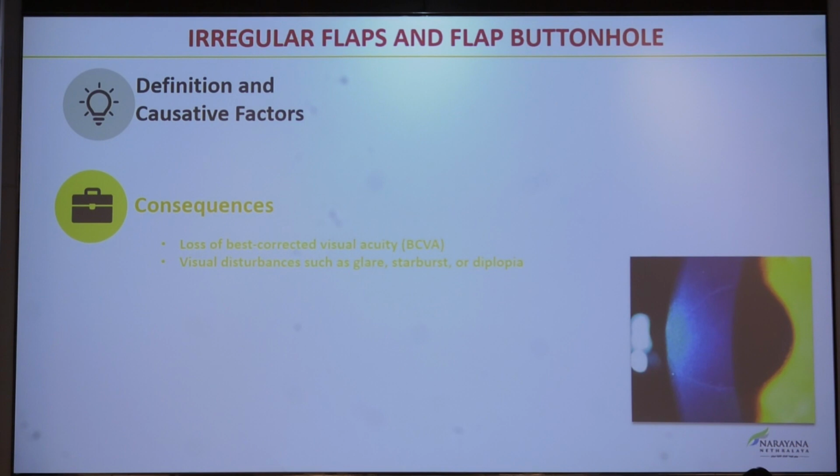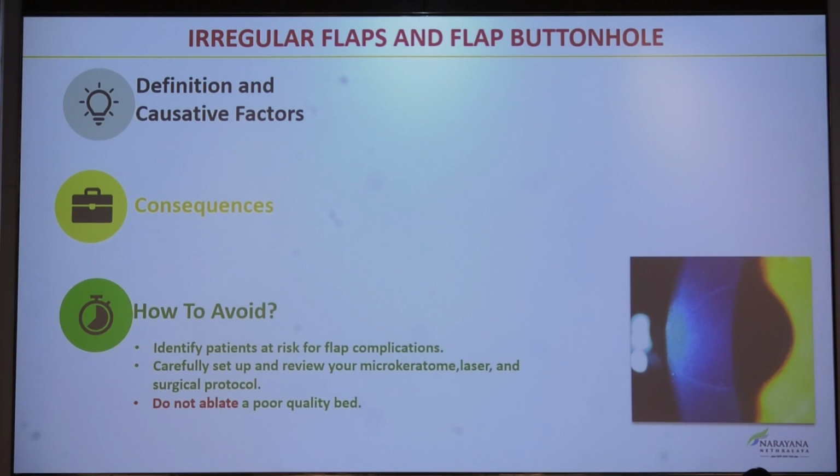And it's not just the higher order aberrations. The patient will suffer loss of BCVA as well. So it is a very serious refractive surgery complication. So how do you avoid it? Carefully set up and review your microkeratome and the laser.